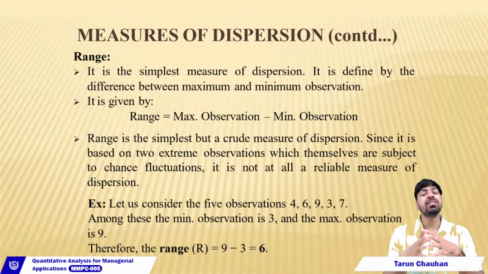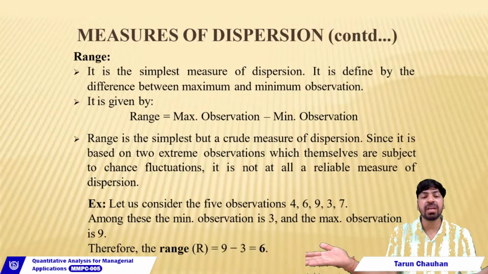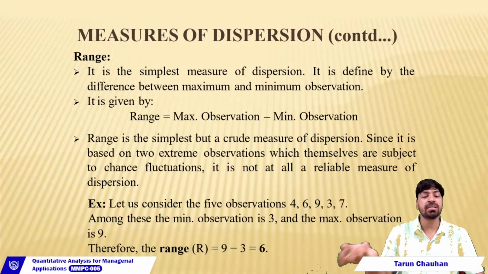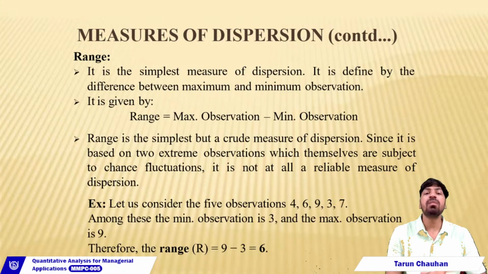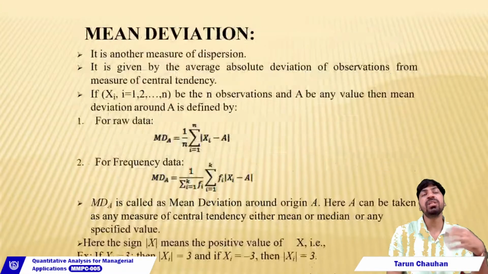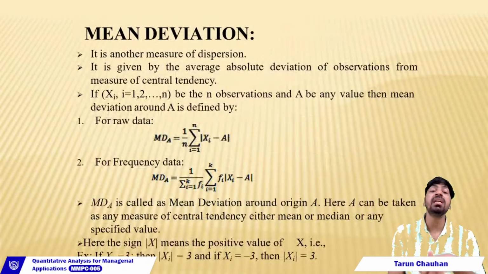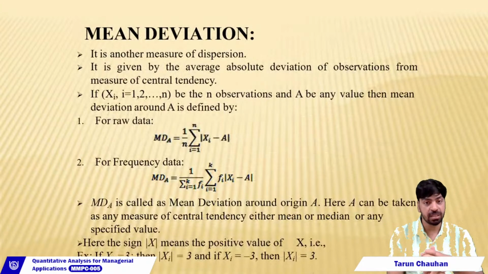So range is just always the difference between two extreme observations, which is the highest value and the lowest value, and that's called range. Let's talk about the mean deviation. Mean deviation is calculated through the two measures of central tendency, that is mean and median.